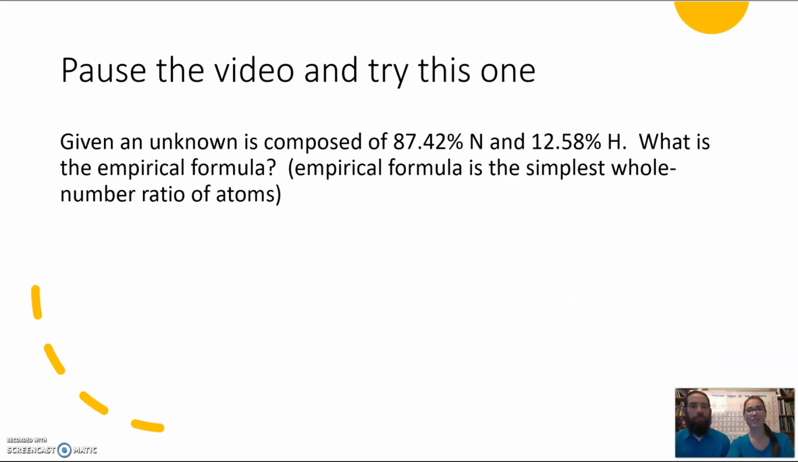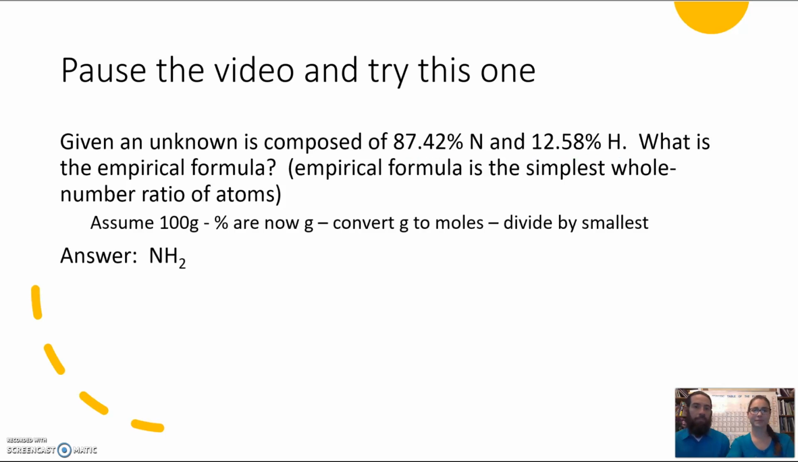So pause the video and try this one. From the percents, so you have two elements, and try to get your simplest whole number ratio, which is your empirical formula. So percents to mass, assume 100 grams, mass to moles, and then divide both by the smallest number. And you should have gotten NH2 for your empirical formula. And that sometimes is the answer to the question, what is the empirical formula from the percents?